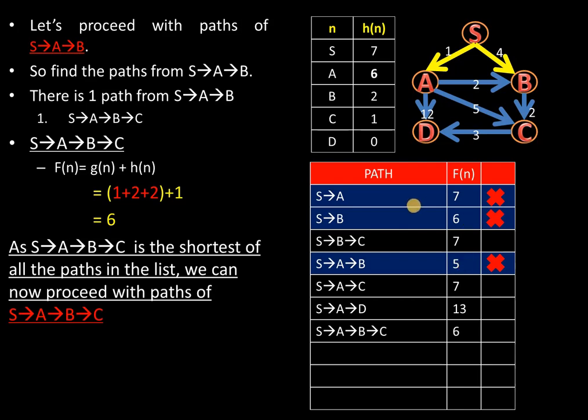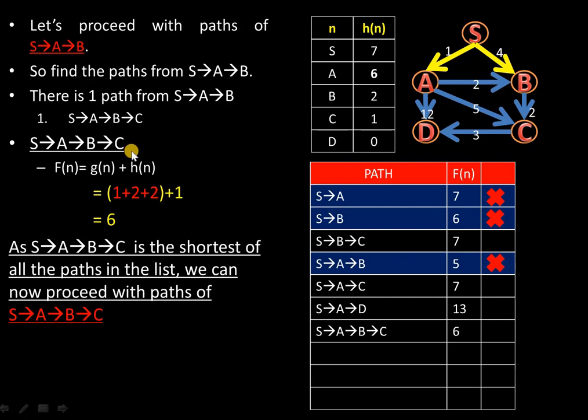Okay, so I am removing S to A to B from this list, and I am going to introduce the subpaths of S to A to B. What is the subpath of S to A to B? S to A to B has a single subpath, that is C. So let's proceed with the path of S to A to B. So find the paths from S to A to B. There is only one path from S to A to B, that is S to A to B to C.